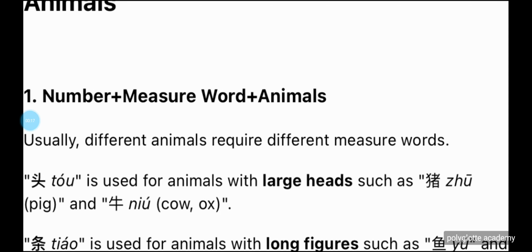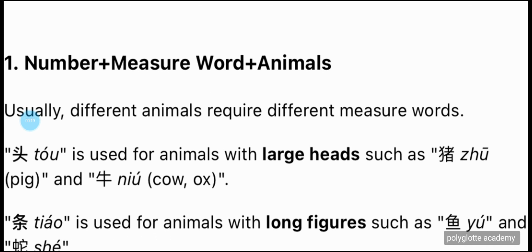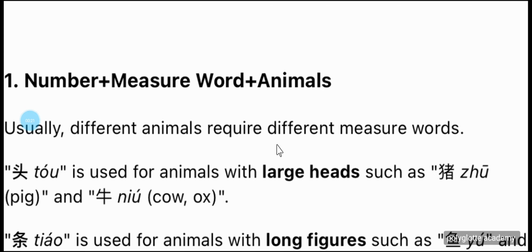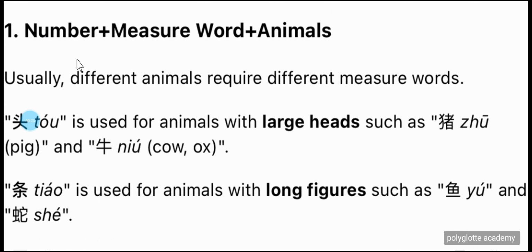So in this lesson, we are going to be talking about animals. The first point we are going to be talking about is number plus measure word plus animals. Usually different animals require different measure words.